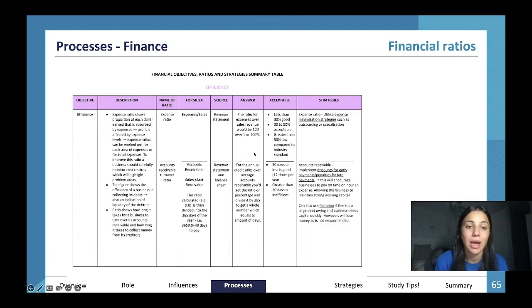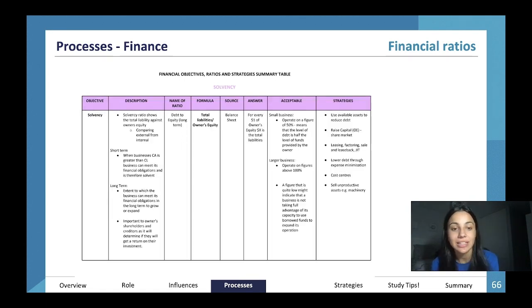Same for efficiency and the expense ratio. It's expenses, so utilize expense minimization as a strategy, and that's why certain strategies are going to fit some ratios better. But for accounts receivables, it doesn't really make too much sense to do expense minimization, but it does make sense to do discounts for early payment or to turn to factoring, which are directly associated with accounts receivables. That means discounts for early payments of your accounts receivables, or selling your accounts receivables to a factoring company and getting 70 to 90% of that money back. Use the right strategies for the right objective.